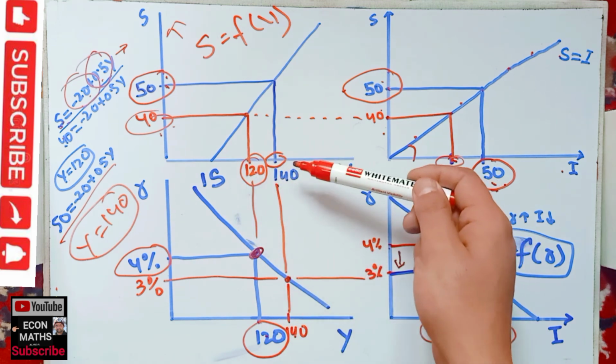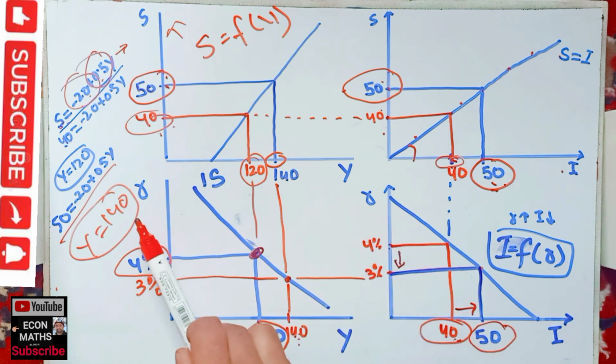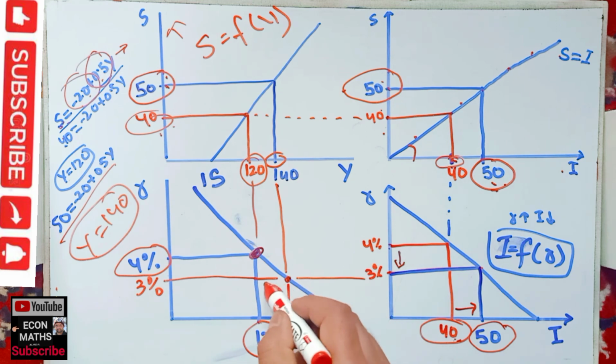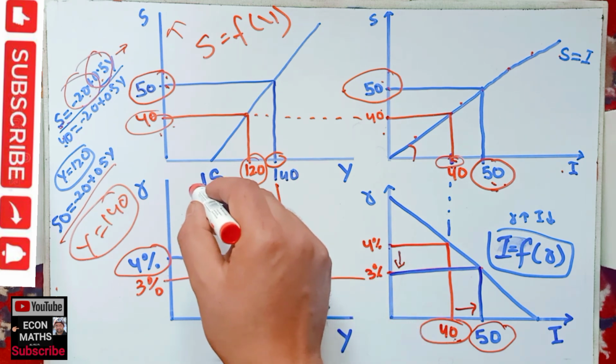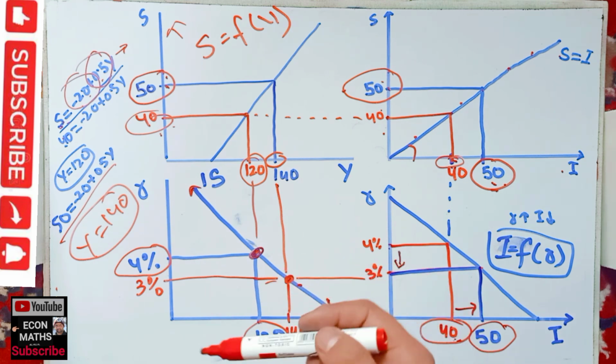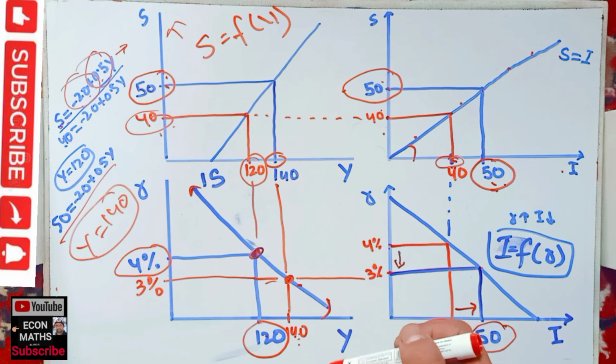So we take the income on the horizontal axis and the rate of interest on the vertical axis. The intersection of these two points gives us another point. Now joining these two points gives us a curve which is called the IS curve, which shows the different combinations of rate of interest and income which ensure product market equilibrium. I hope I make myself clear.